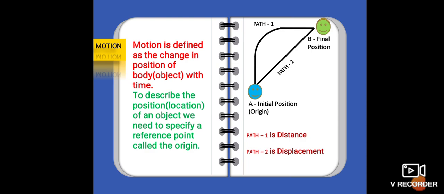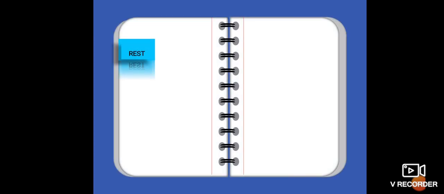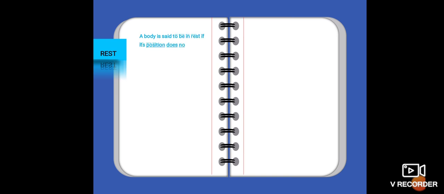Okay, now there are some terminologies which are very useful for this chapter. And the first terminology is rest position. What is rest position? When an object does not change its initial position with respect to the time. यदि कोई ऑब्जेक्ट अपनी जगह पर स्थिर रहता है उसे हम रेस्ट की पोजीशन पर मानते हैं. टाइम बीतते जाता है बट वो ऑब्जेक्ट अपनी पोजीशन को चेंज नहीं करता है.